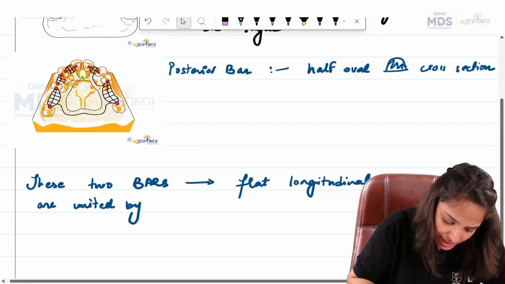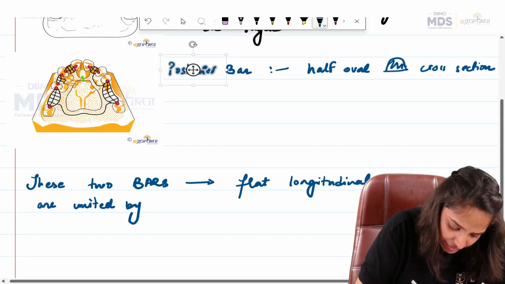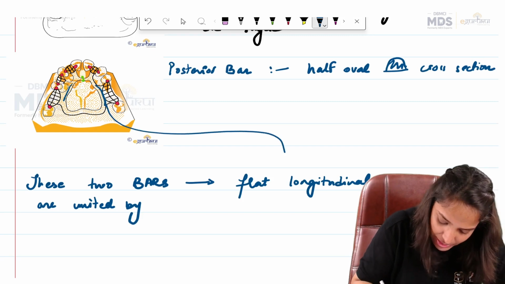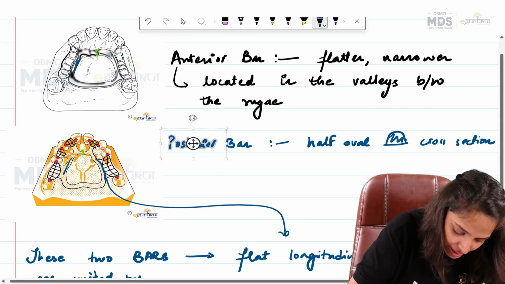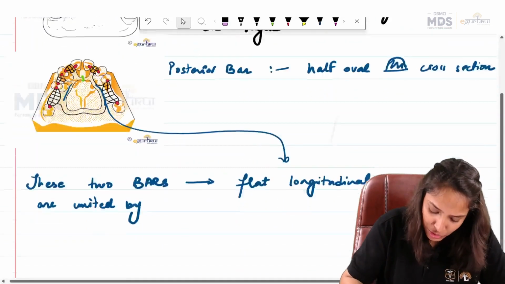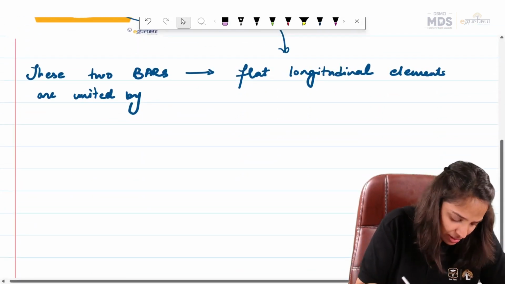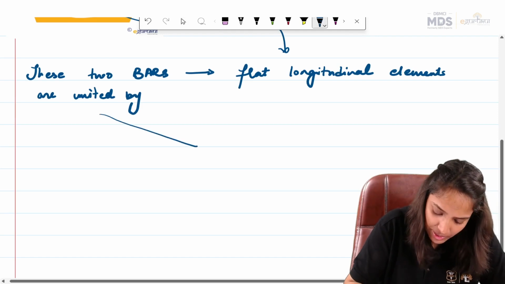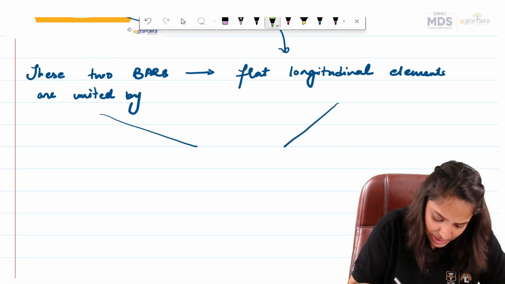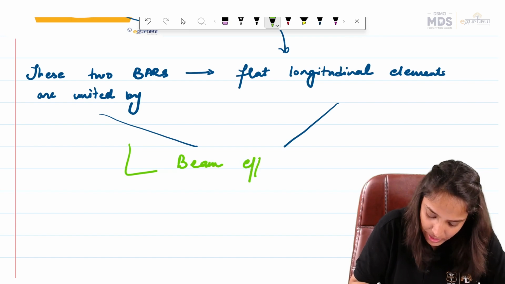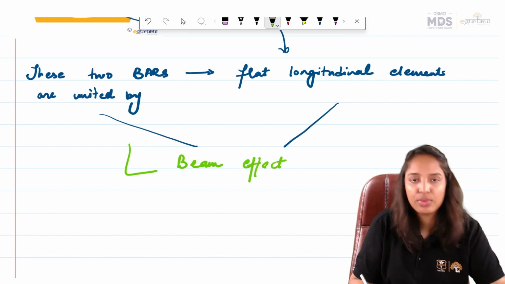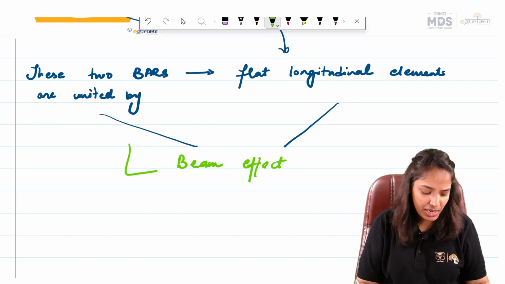So when we see it in the picture over here, the flatter longitudinal elements are highlighted by blue, and they are these elements that you can see. Similarly over here, highlighting them by blue, these are your flat longitudinal elements. Together, they form something which is called the L-beam effect. Now, what does L-beam effect mean?